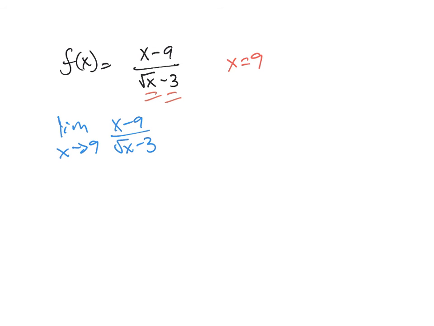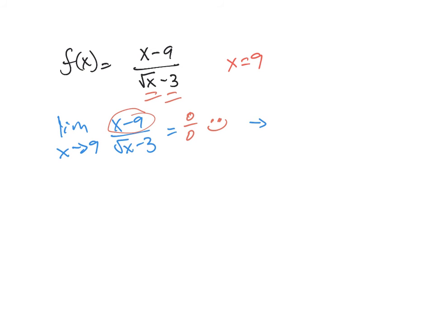Now, when we plug 9 in, remember, we do get 0 over 0, so that's an indeterminate form. It means we can find the limit, probably. So we're going to keep doing math. Let's do something weird here. Even though it doesn't look like it, we can consider x minus 9 a difference of perfect squares. And if we can consider it that, we can factor it.